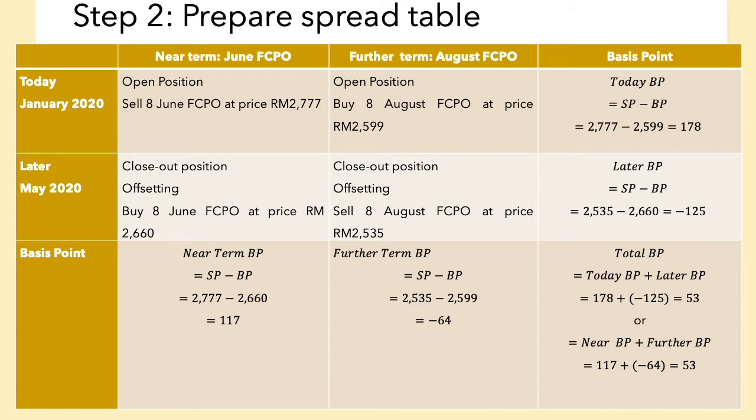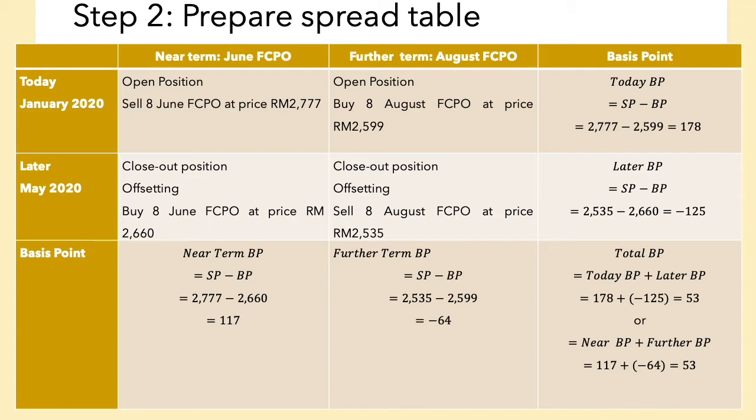So if you calculate basis point based on time, for example, you want to calculate today basis point. The formula for basis point is selling price minus buying price. Today selling price is 2777 minus today buying price, which is 2599. You get 178 positive. For later basis point, you sell at 2535 minus buying price 2660. So you get negative 125. You sum up today basis point with the later basis point, you get 53 basis point.